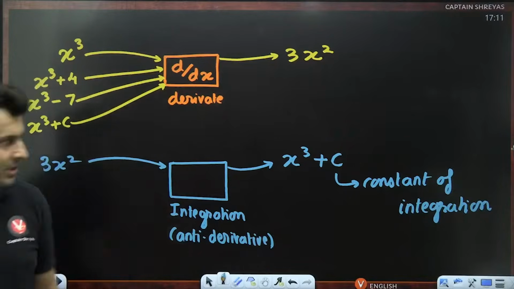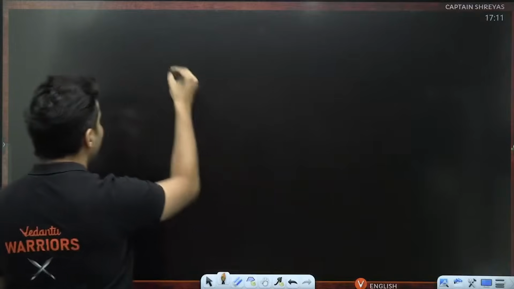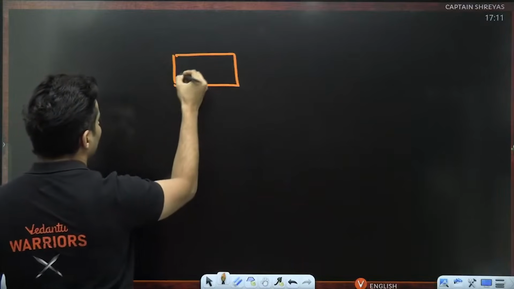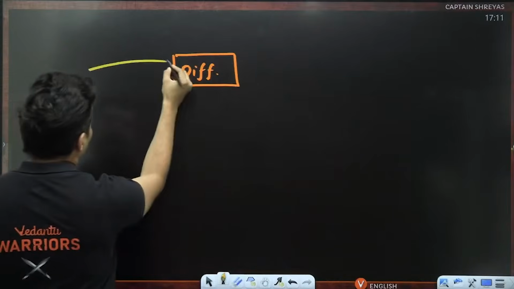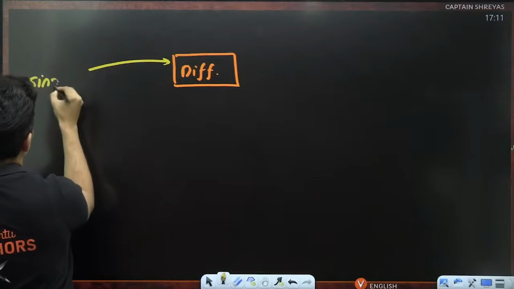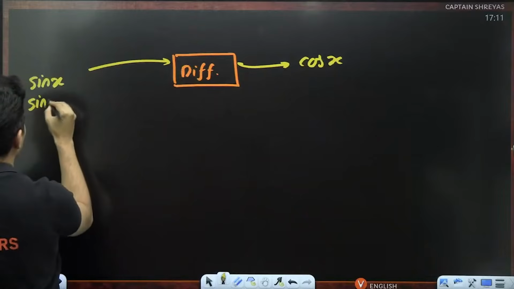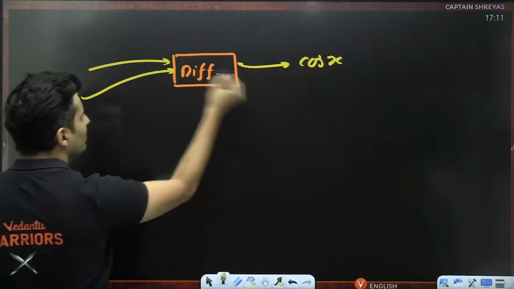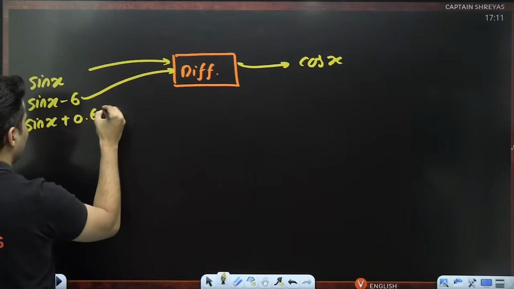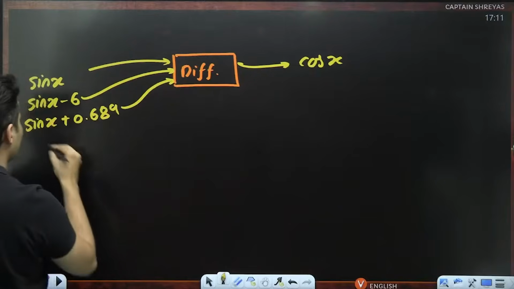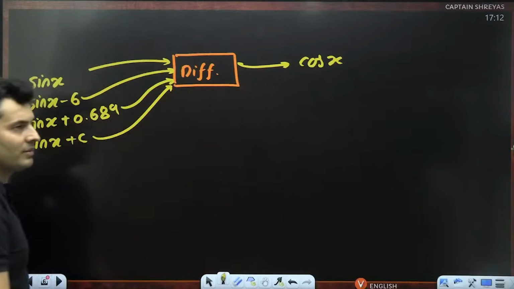Clear? Perfect. So now, similarly think, if I ask you, listen, there is this magical box whose job is to differentiate, and I give it an input, let's say sin x. The output of that would be nothing but cos of x. Not just that, if I put sine of x minus 6, the output will still be cos x. If I put sine of x plus 0.689, still the output would be cos x. In fact, sine of x plus constant, the output would still be cos of x only.